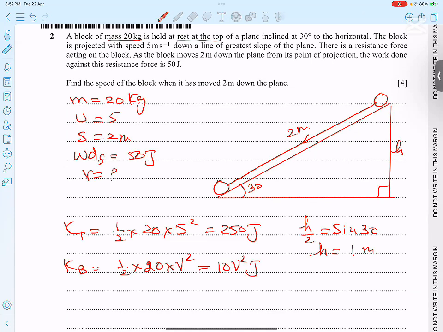Now I will go for potential energy on the top. mgh: mass, g is 10, height I just got as 1, so I got 200 joules.